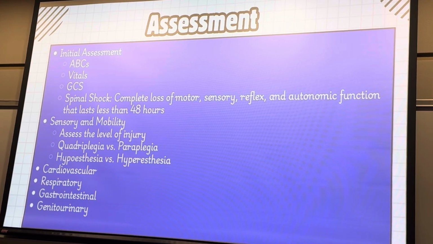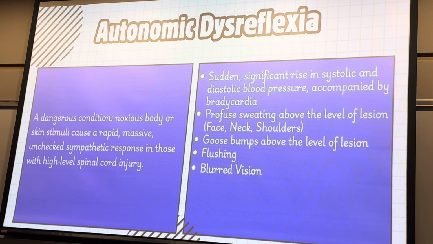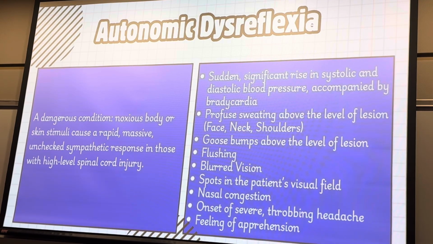So all these stressors, all this involvement within my body, could lead to something called autonomic dysreflexia. Autonomic dysreflexia. If you don't know how to spell it, it's on the next slide. Okay? Autonomic dysreflexia. Very dangerous condition.